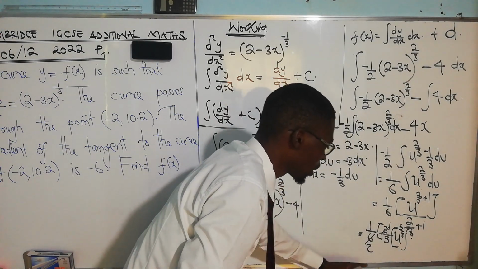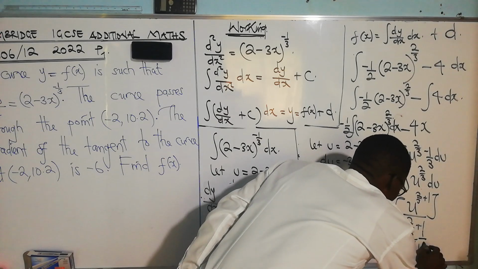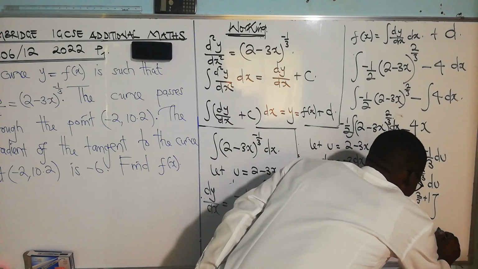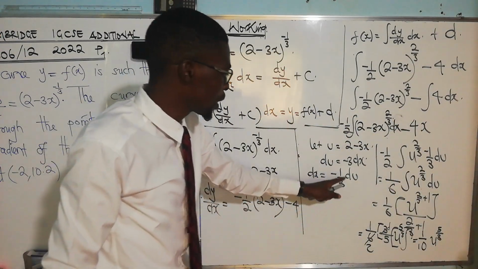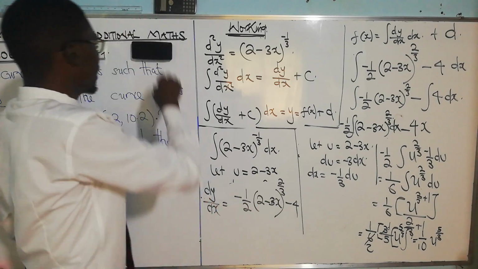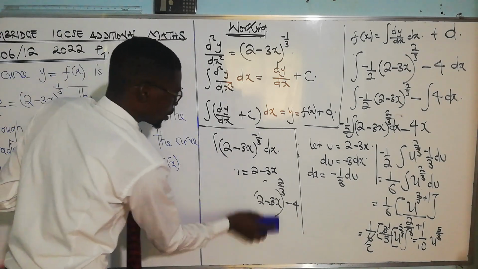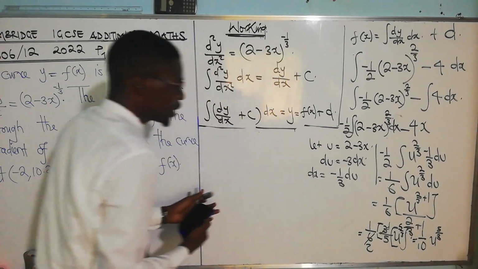1 times 1 is 1, so I have 1 over 10. So this is going to give us 1 over 10 u to the power 5 over 3. You know what u is. u is 2 minus 3x. Alright, that's what we have. So let us now put everything in place. We know what u is.